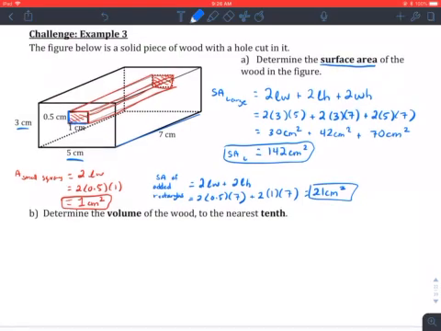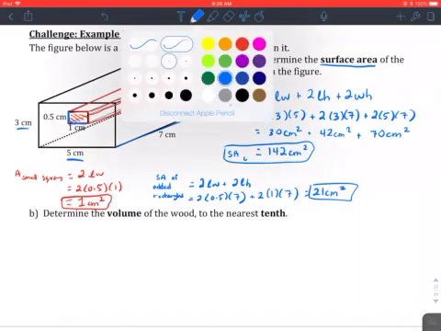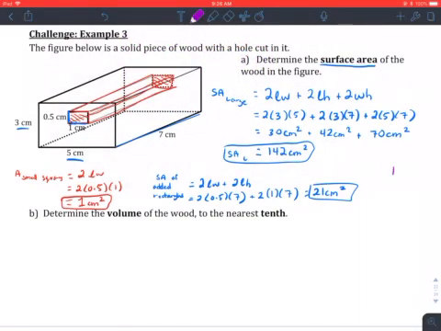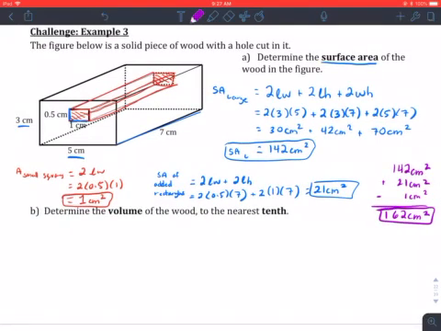All right, so in total, we have, let's do that one in purple. Total, we have 142 centimeters squared plus 21 centimeters squared minus 1 centimeter squared. 142 minus 1 plus 21. So we have 162 centimeters squared as our total surface area. Okay, so a little bit more complex because I have to deal with that hole in the middle.